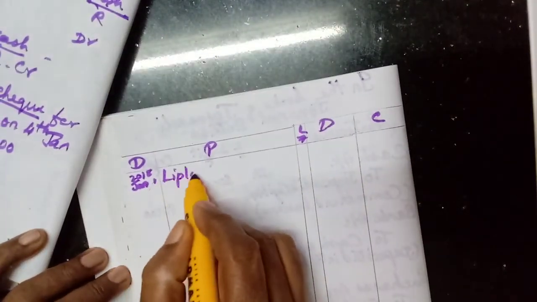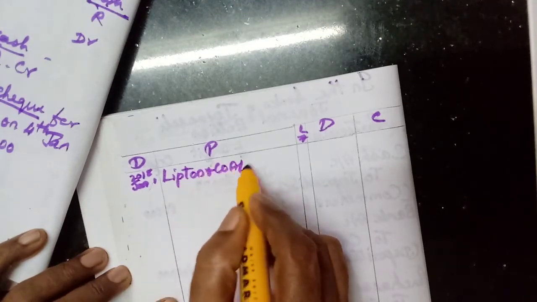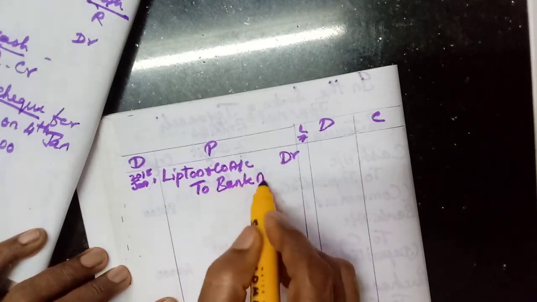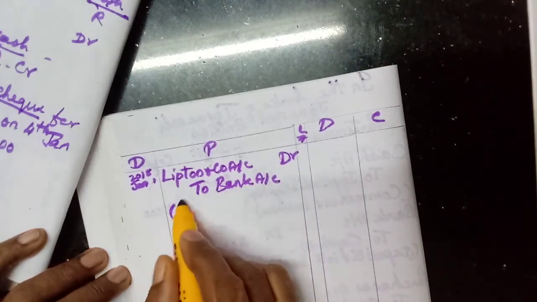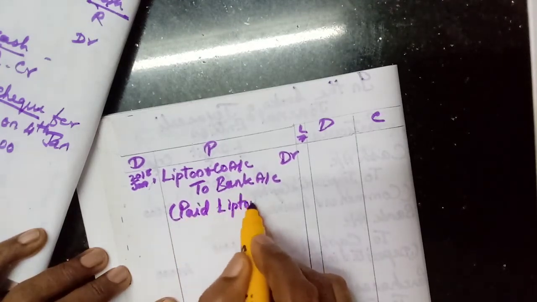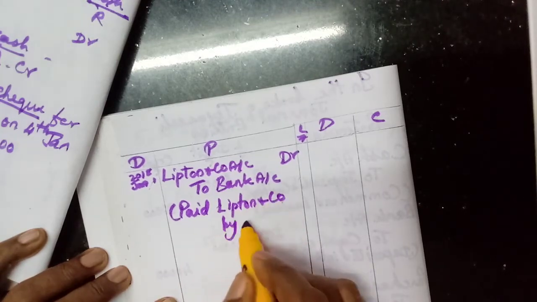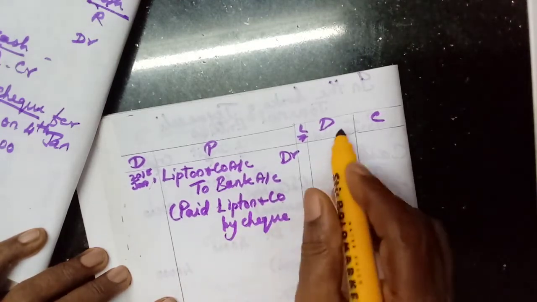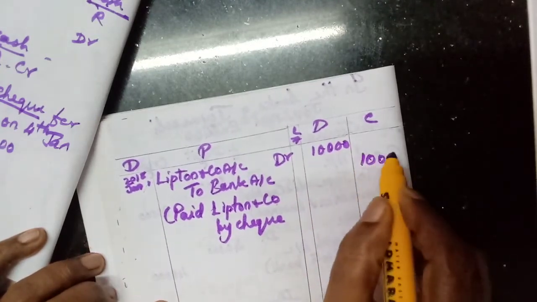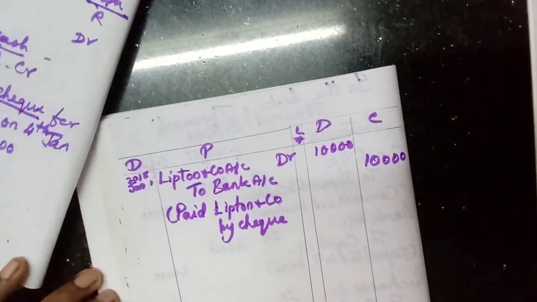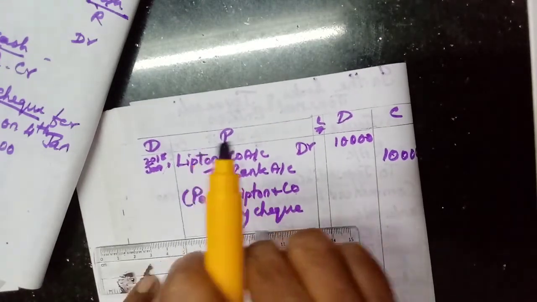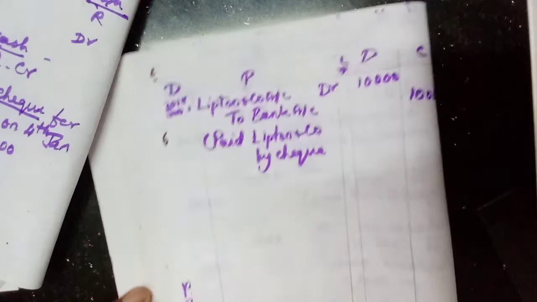Lipton and Co. account debtor to bank account. In short you can write paid Lipton and Co. by check. Okay, 10,000. Then draw a line.